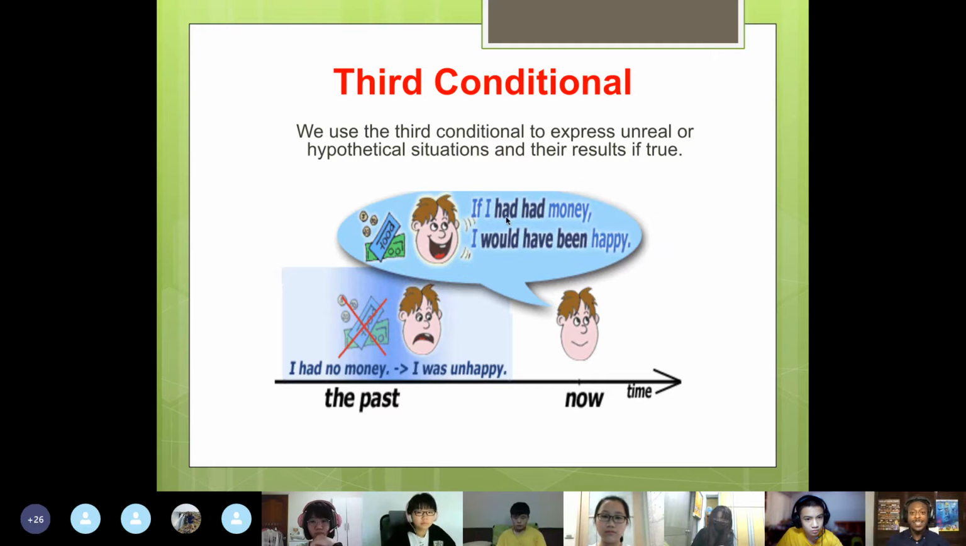So here he says, if I had had money, I would have been happy. So here we see he's not happy because he has no money. But if he did have money, he would have been happy. So we use the third conditional when we're talking now in the present but we're talking about things that happened before. Okay.